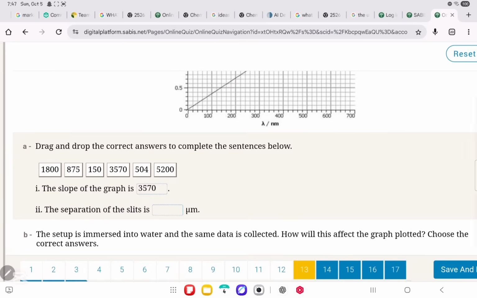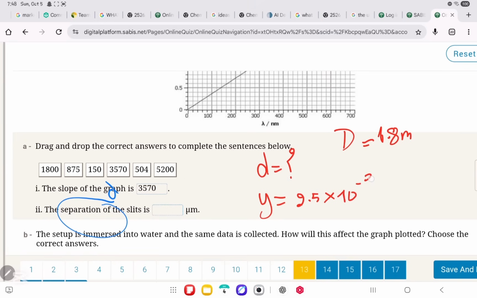Now the separation of the slits. They want us to find the value of what? The value of small d. Small d is equal to what? We need to find it. Capital D is equal to 1.8 meters. Then what did we choose as y? I prefer to use y and not x. What did we use as y? We chose y to be 2.5 times 10 to the power of minus 3, and we used lambda to be 700 times 10 to the power of minus 9.